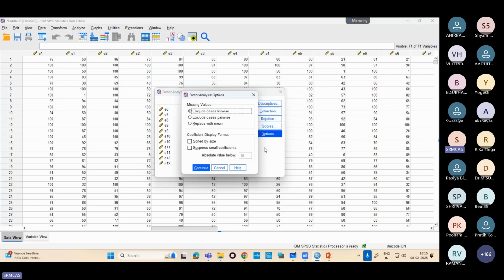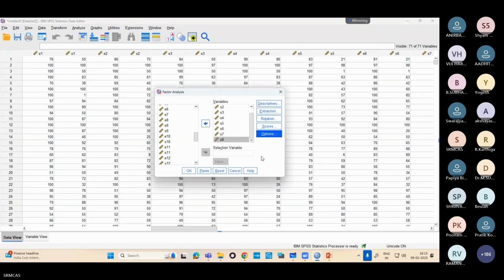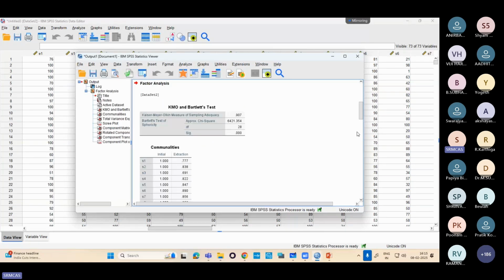Suppress small coefficients, like you can choose. Okay, now just give. Okay, we can get results.